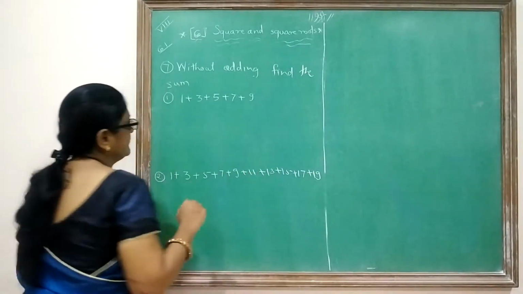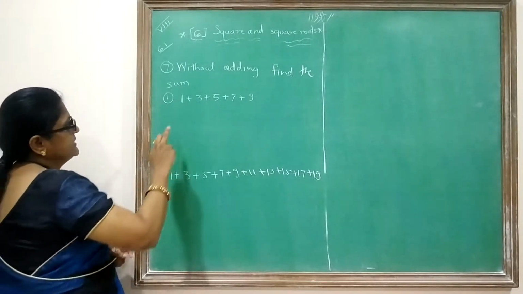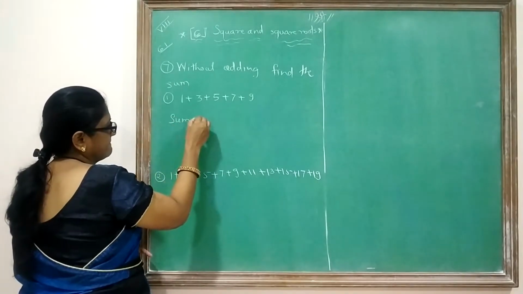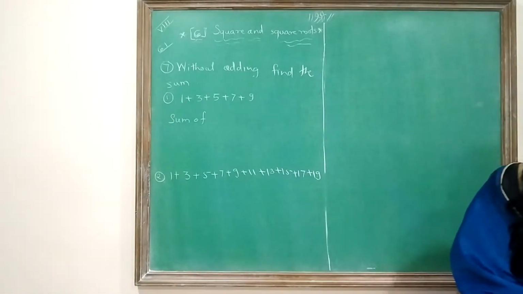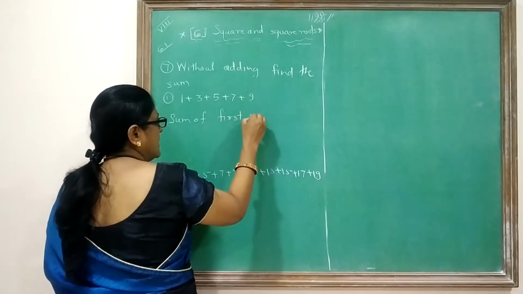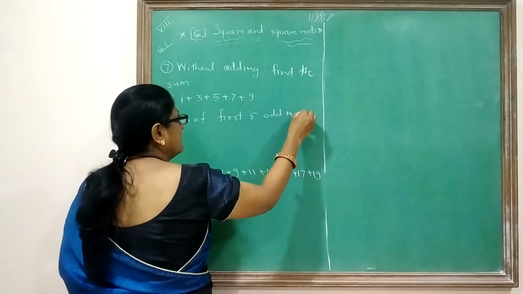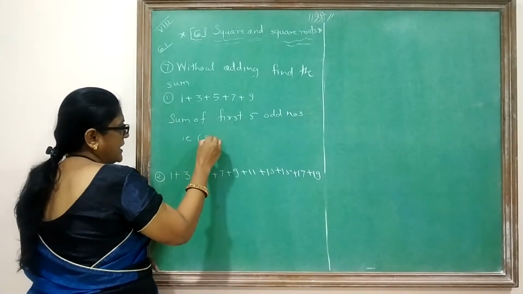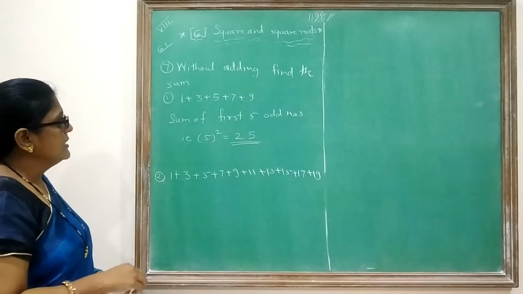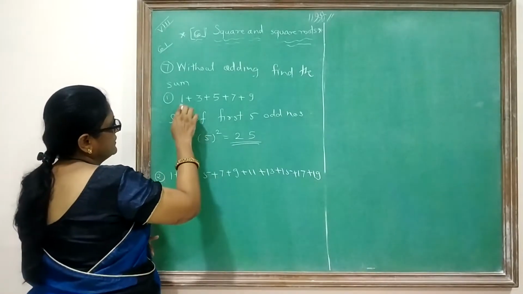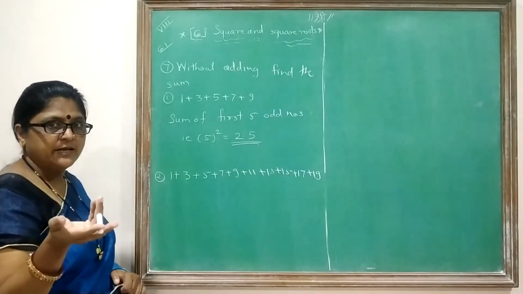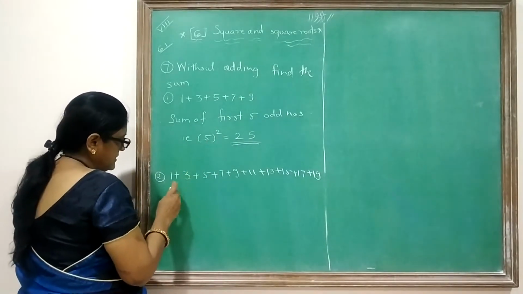Then here, how many numbers are present? 1, 2, 3, 4, 5. Then you will write sum of first 5 odd numbers, that is 5 square equal to what? 25. Its answer is 25. You can count here: 1 plus 3 is 4, 4 plus 5 is 9, 9 plus 7 is 16, 16 plus 9 is 25.